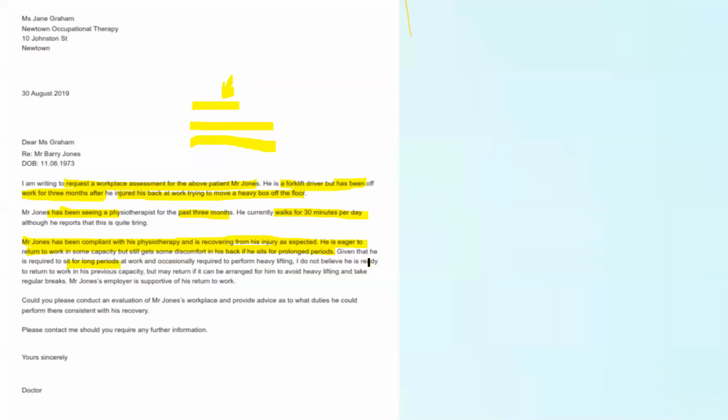Okay. So here, given that he is required to sit for long periods at work and occasionally required to perform heavy lifting, we are expressing the nature of his work. After that, I don't believe he is ready to return to work in his previous capacity. So also here we are showing that we are afraid of the nature of this hard work, and we need the assistance or help of you, Ms. Graham. But may return if it can be arranged for him to avoid heavy lifting and take regular breaks.